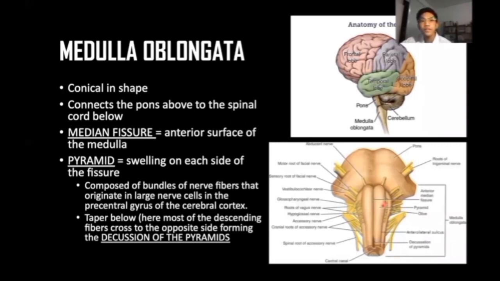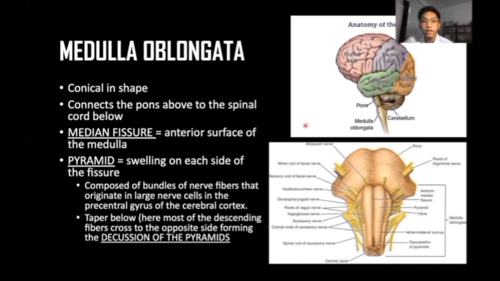Second, we have the medulla oblongata, or the medulla. The medulla oblongata is conical in shape. In the picture above, we have the medulla oblongata, and it resembles a cone. The medulla oblongata connects the pons above to the spinal cord below. As we discussed a while ago, it acts as a bridge between the pons and the spinal cord.